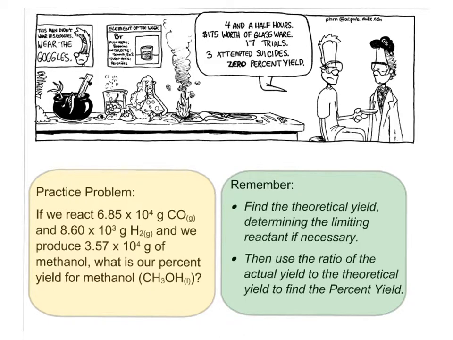Here's the practice problem. If you want to pause after I read this, you can pause it, and then I'll show a slide with the answers on the next page. If we react 6.85 times 10 to the fourth grams of carbon monoxide and 8.60 times 10 to the third grams of hydrogen, and we produce 3.57 times 10 to the fourth grams of methanol, what is our percent yield for methanol?